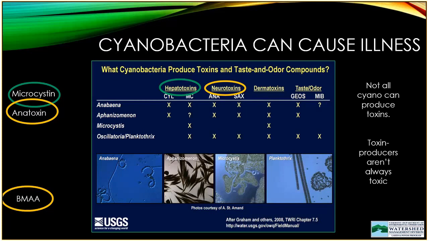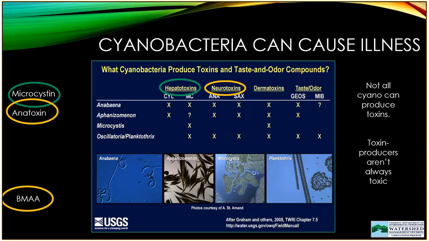It's not possible to tell by looking at a cyanobacteria, either with the microscope or with your eyes, whether or not those toxins are present. Interestingly, even if a cyanobacteria does have the gene that allows it to produce a toxin, it doesn't always produce that toxin. It isn't always toxic.